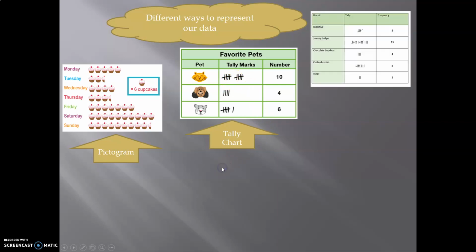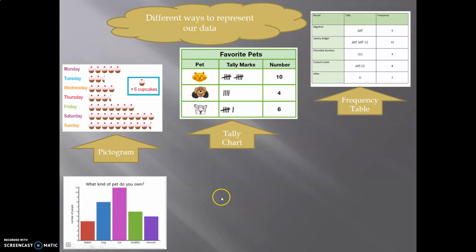Okay, another way to represent the data is the frequency. When you are counting the tally marks and give the number, those numbers are called frequency. So now it is not a tally only, it is a frequency table.